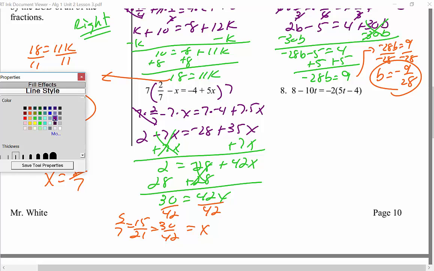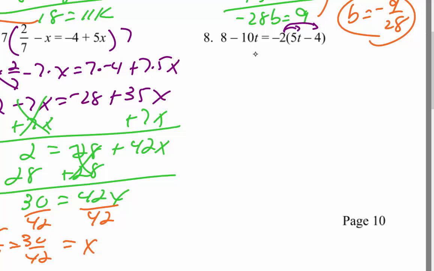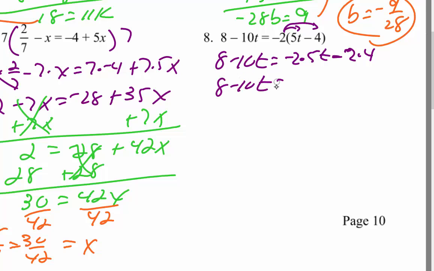Alright, here we go. Next problem. Pause the video and do it before me. Okay, here we go. Take negative 2 times 5t and negative 2 times minus 4. So this is 8 minus 10t equals negative 2 times 5t minus negative 2 times 4. So that's 8 minus 10t equals negative 2 times 5t, which is negative 10t. That was a negative 2 times, so that's minus negative 2 times 4, which is negative 8.